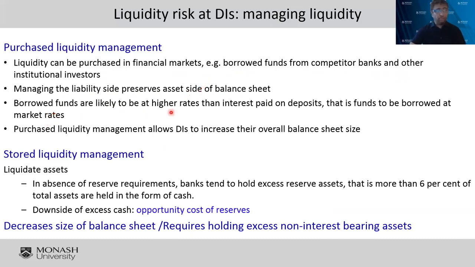Now, borrowed funds are likely to carry higher rates than the interest paid on deposits. Those funds are borrowed at market rates, which means if you borrow from the central bank or from the interbank market, it's not like the amount you pay to your depositors, but will be according to the market rate. Now, purchased liquidity management allows the deposit institution to increase the overall balance sheet. And I want to show you how it happens. When you have a liquidity problem and you finance it from liabilities, the size of the balance sheet will increase.